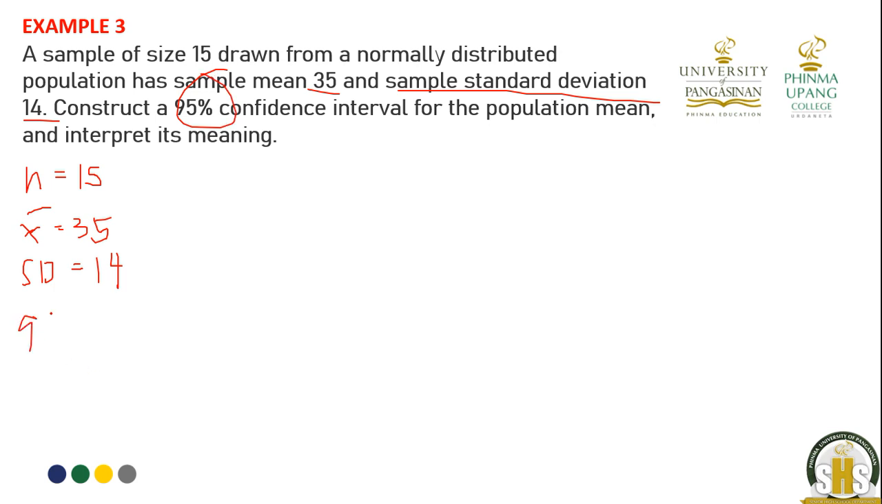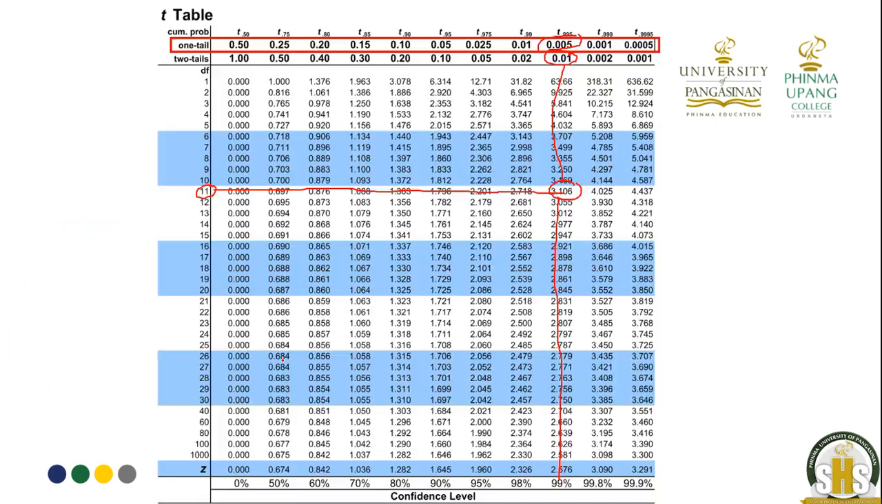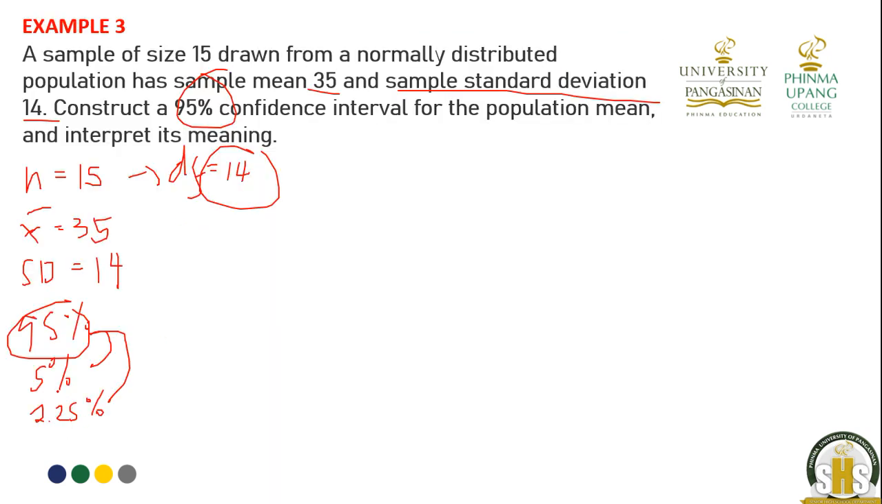Construct a 95%, ibig sabihin 5% siya, plus 2.5% siya sa 1 tail. Okay? And your DF here is 14. Hanapin natin si 95% sa 1 tail at 2 tail na 5%. So, yung DF natin is 14. Nandito si 14. And then 95%, nandito si 95%. 2 tail itong 5% ha.